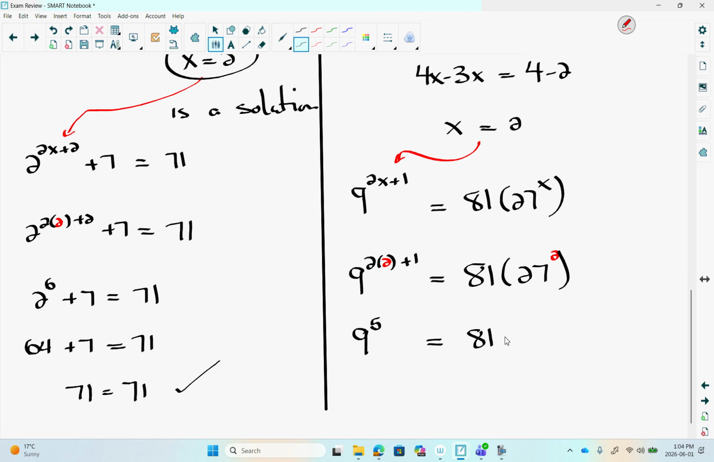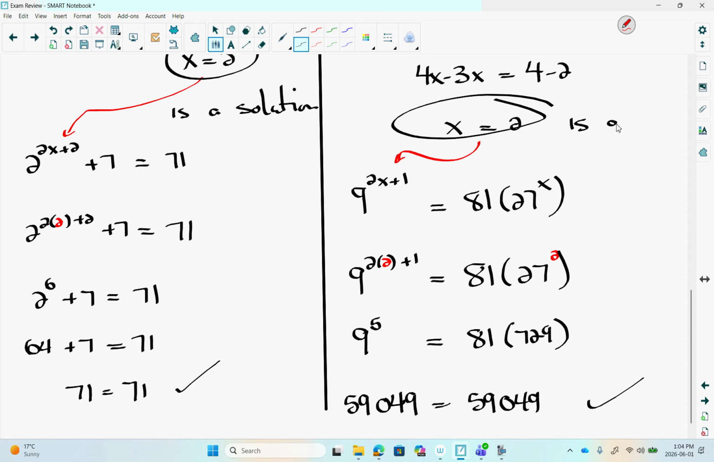And then 81 times 27 squared is 729. Now, if I multiply that by 81, I've got 59,049. 9 to the power of 5 is also 59,049. What does that mean about x equals 2? It is a solution.